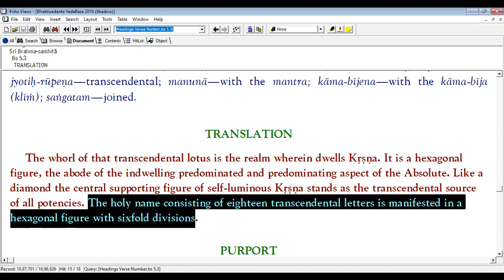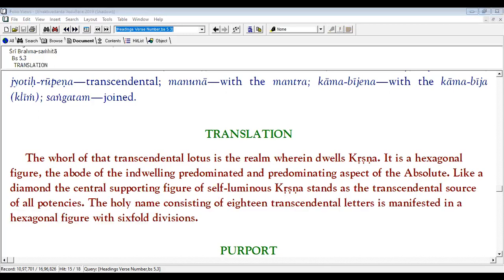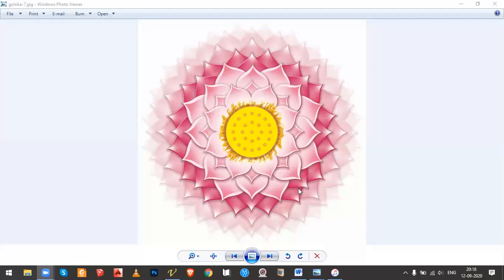I'll just show you the picture of it, so it's easy for us to see. So this is a simplified painting of Goloka, the spiritual world. Are you seeing? No. Why is it not automatically sharing? Yeah, but we are sharing full screen, so it should be automatic.